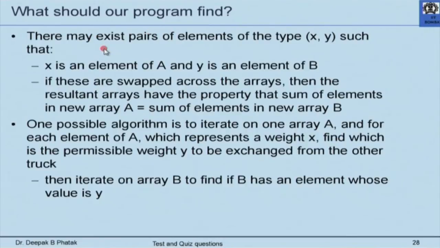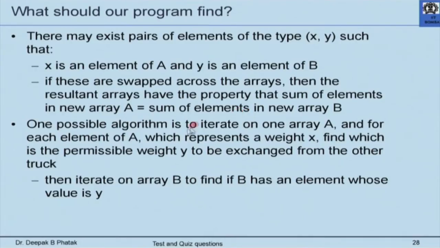That there may exist pairs of elements of the type x comma y such that x is an element of A and y is an element of B, and if these are swapped across the arrays, then the resultant arrays have the property that the sum of elements of the new array A is equal to the sum of elements of the new array B. Notice that this is a very precise and rigorous definition of what originally exists and what will exist after swapping of the packages. Now, we look at the algorithm.